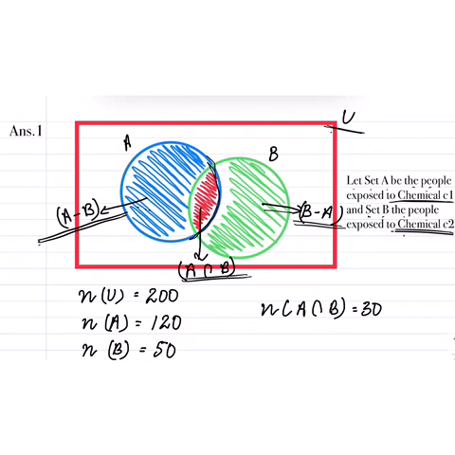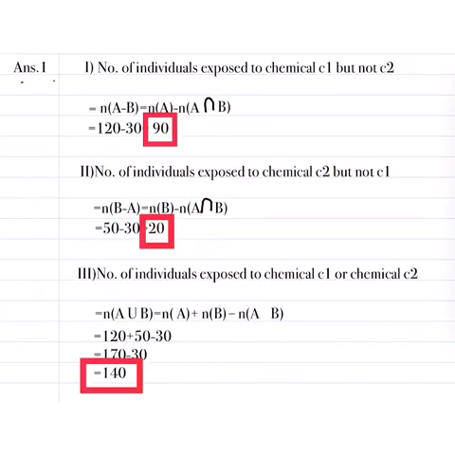Here the number of elements in the universal set, which is the total people, is 200, the number of elements in set A is 120, the number of elements in set B is 50, and the number of elements in A intersection B is 30. The first part asks for the number of individuals who are exposed to chemical C1 but not to chemical C2. For this, go back to the Venn diagram, and we need to find the number of elements in A minus B. It is equal to the number of elements in A minus the number of elements in A intersection B, and it comes out to be 90 individuals.